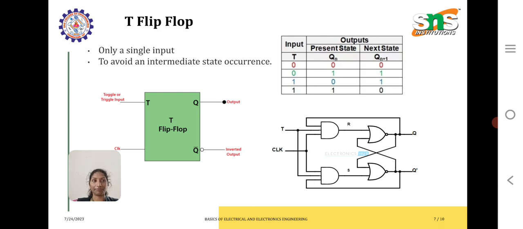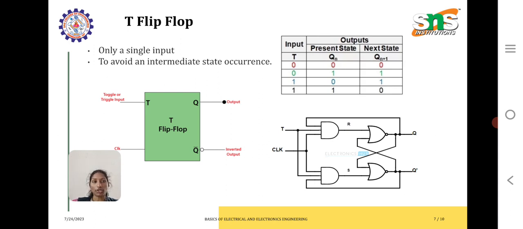Coming to the T flip-flop, we call it toggle. When the input is 1, it toggles when the clock pulse is given, and we have an output and an inverted output, that is Q and Q bar. In the truth table, if the input is 0, the present state remains and the next state is also 0, the first condition. It has only a single input. This flip-flop is used to avoid an intermediate state occurrence.